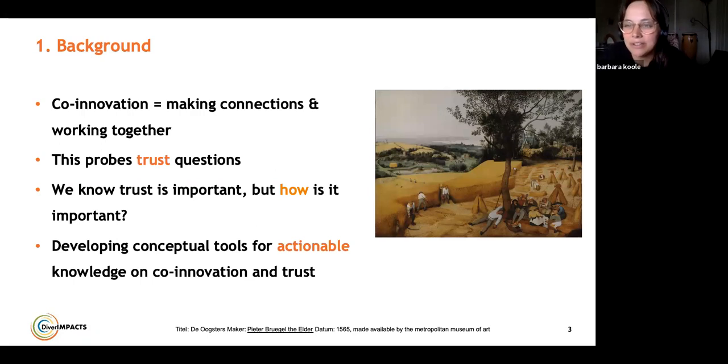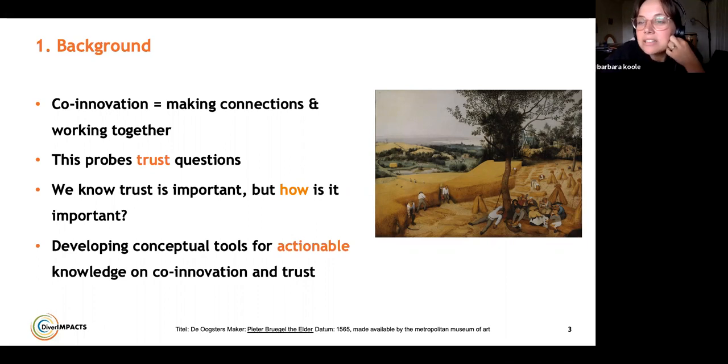In DiverIMPACTS, we have 25 co-innovation case studies, of course, and co-innovation always consists of a lot of making connections and working together. As you may know from your own work context, this kind of intensive collaboration on innovative and new practices raises a lot of trust questions. This has been acknowledged in a lot of scientific literature, as well as in more practical experiences. And from my discussions with practitioners who have experience with co-innovation, it's often clear that trust is important in co-innovation.